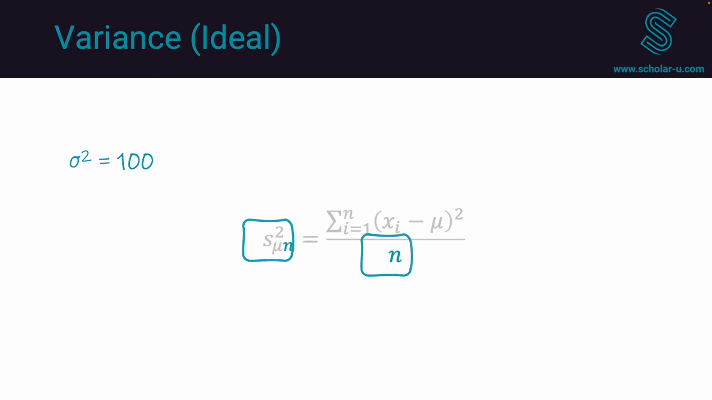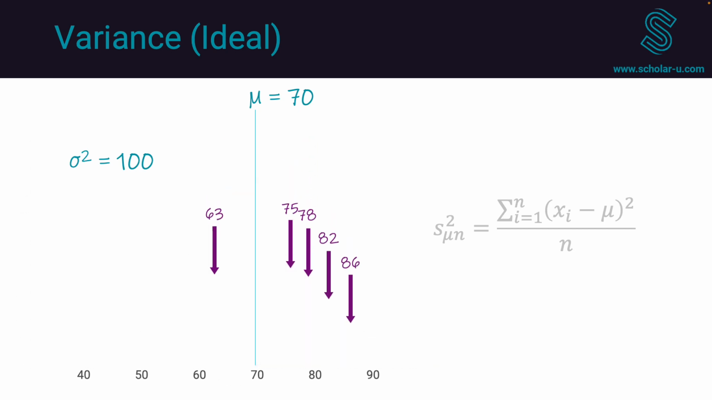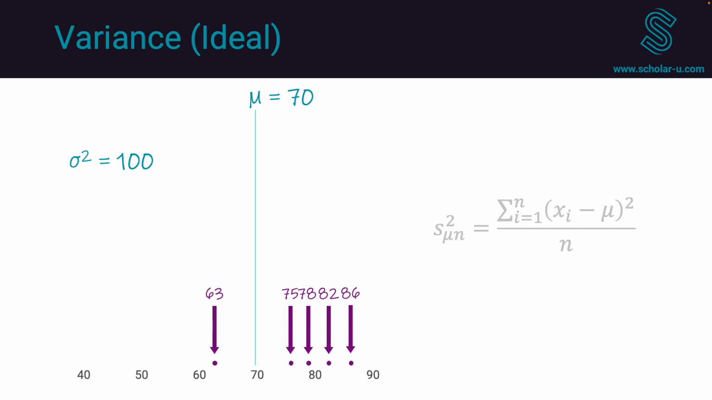expectation. Continuing with our sample analysis, let's randomly select 5 individuals and record their scores: 63, 75, 78, 82, and 86.